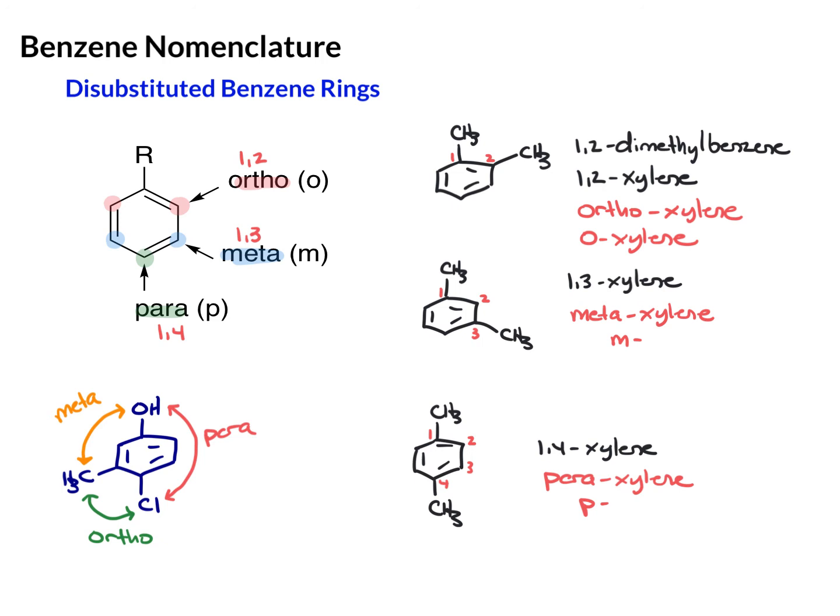Okay, now one thing I should note, you can't use this for cyclohexane. Don't get those confused. Cyclohexane's a 6-membered ring, but it's not an aromatic ring. It's not a benzene ring.